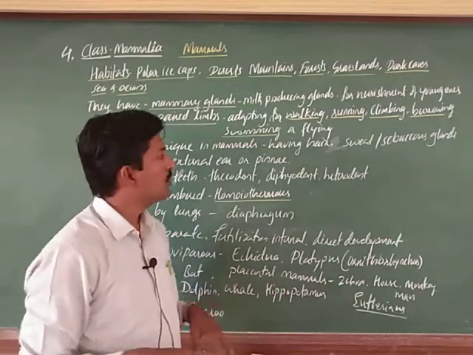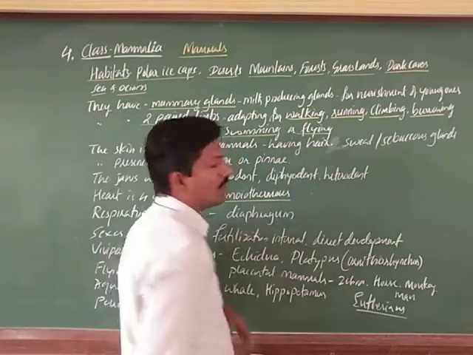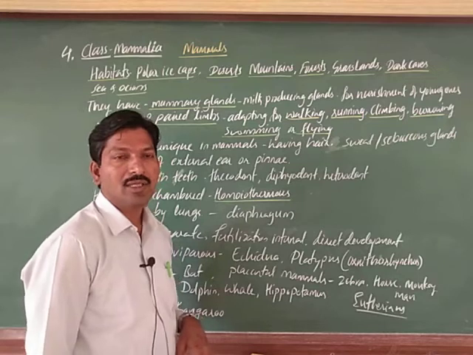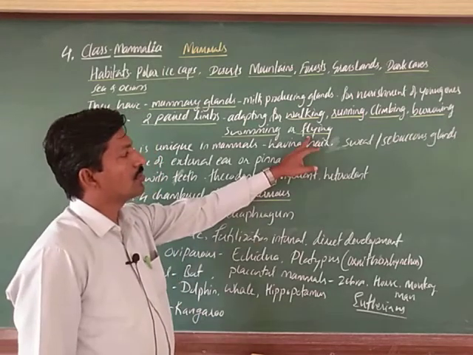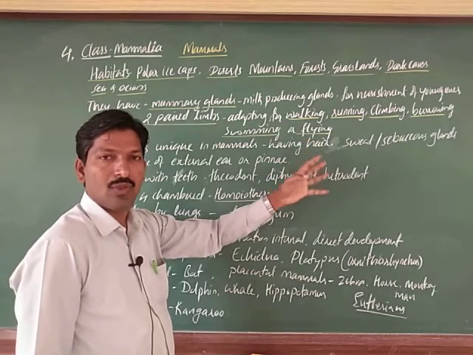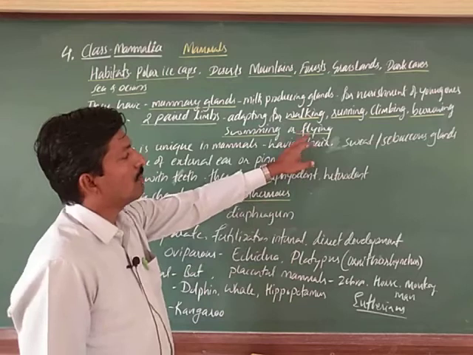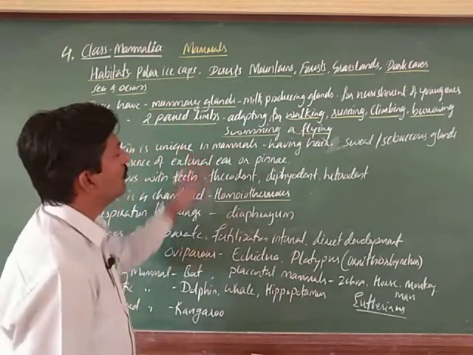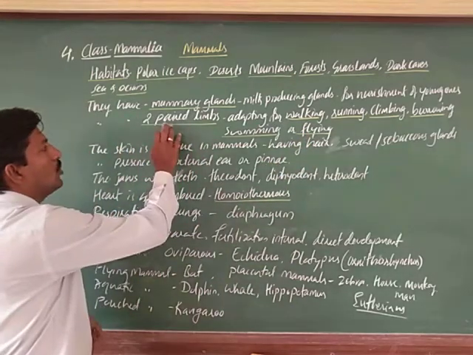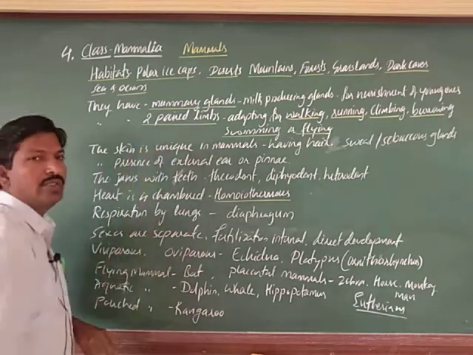They help to swim, and for flying you can give the example of the bat, where the four limbs are modified into wings, the fleshy wings which we observed. That is for flying. In this way, two pairs of limbs are present, hence they belong to Tetrapoda.